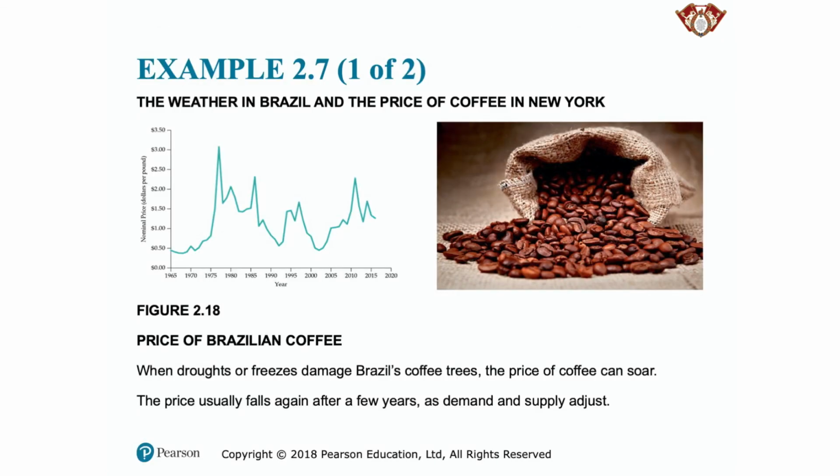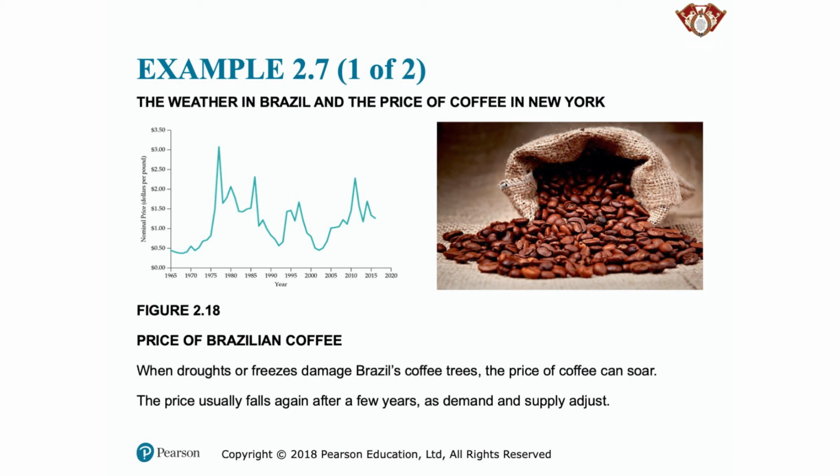The weather in Brazil and the price of coffee in New York City, right? So look at this figure: time, year, and nominal price. Nominal price increased greatly, right? But in the long run, price tends to show a decreasing trend. Real price decreases in the long run. Why does that happen? Price of Brazilian coffee.